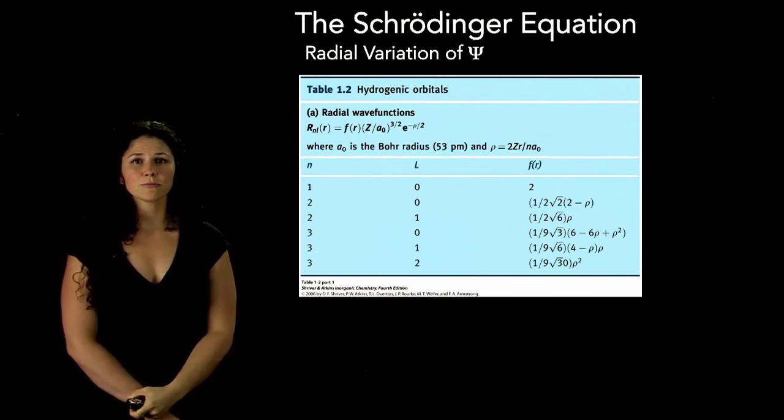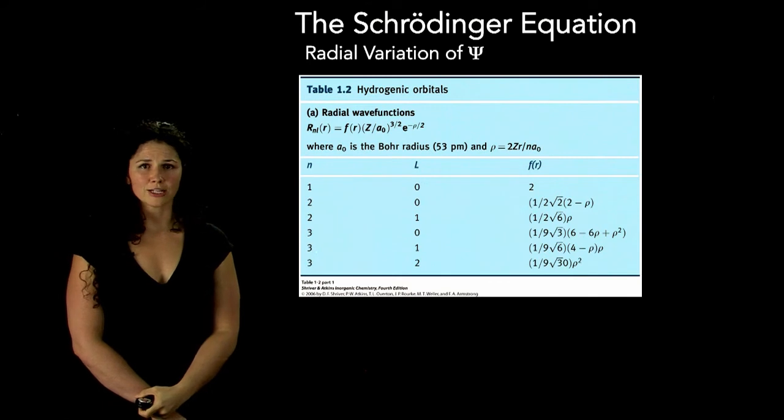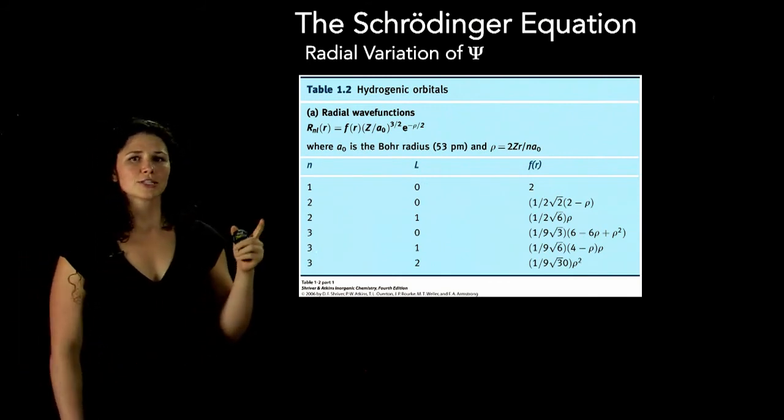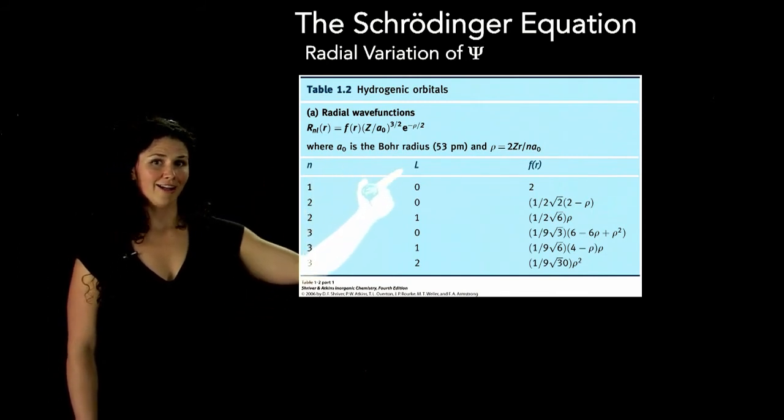So this is table 1.2 from your Shriver and Atkins textbook, and it shows the radial wave functions for hydrogenic orbitals. And so you can see, just like I said, the radial wave functions are going to depend on n and l.